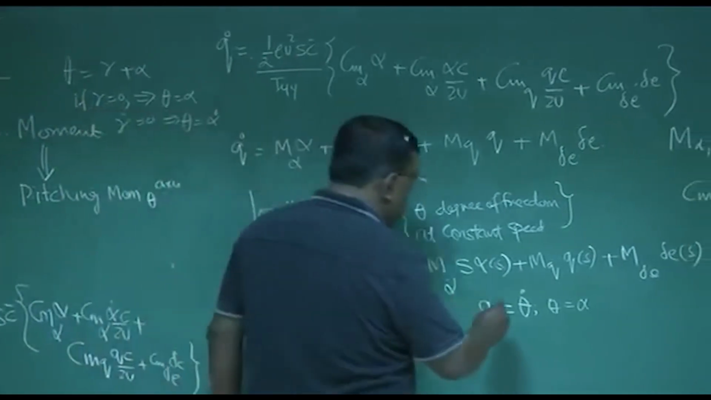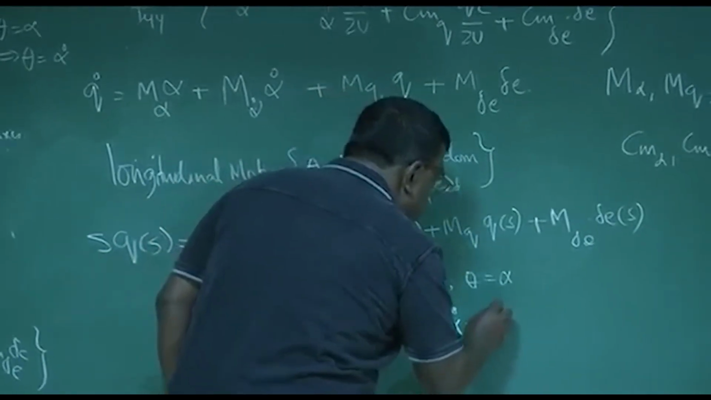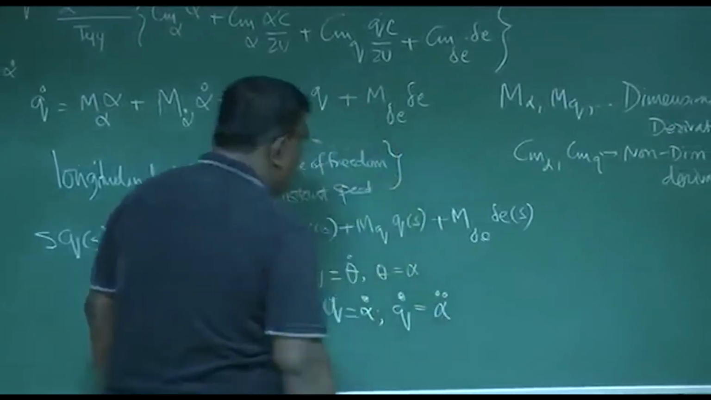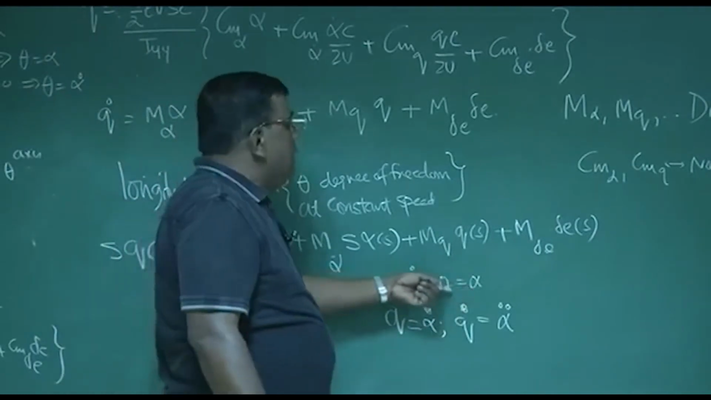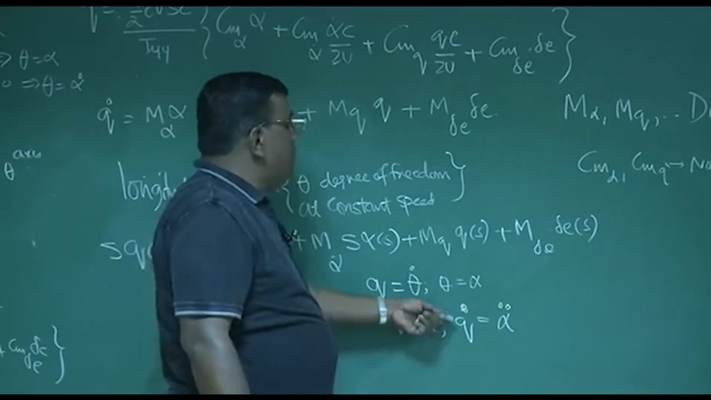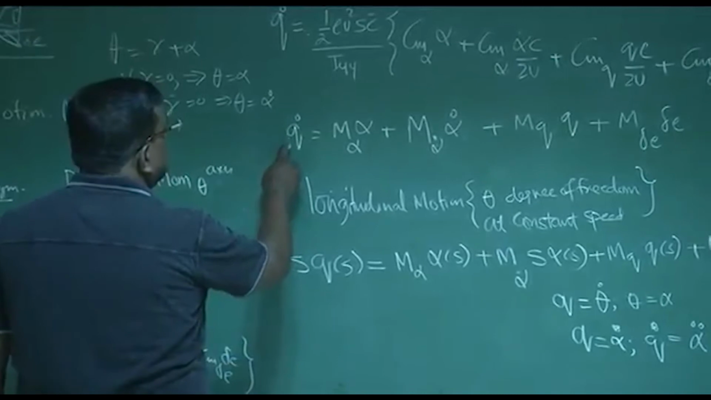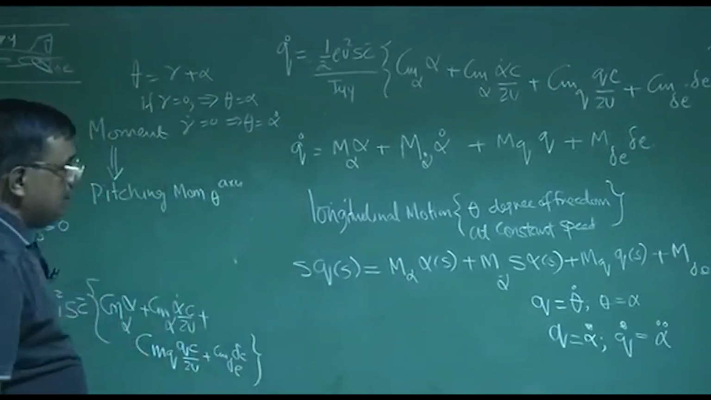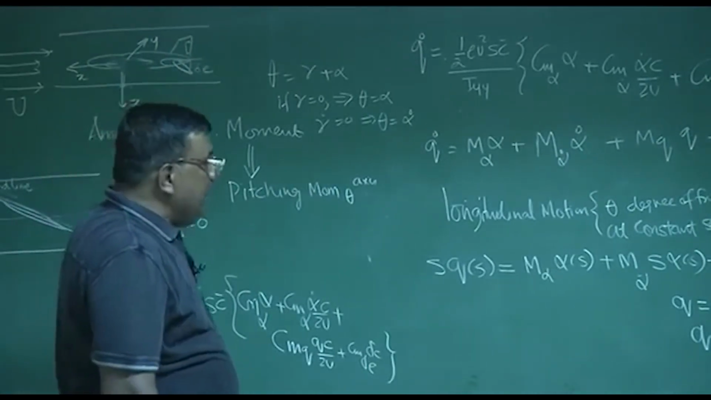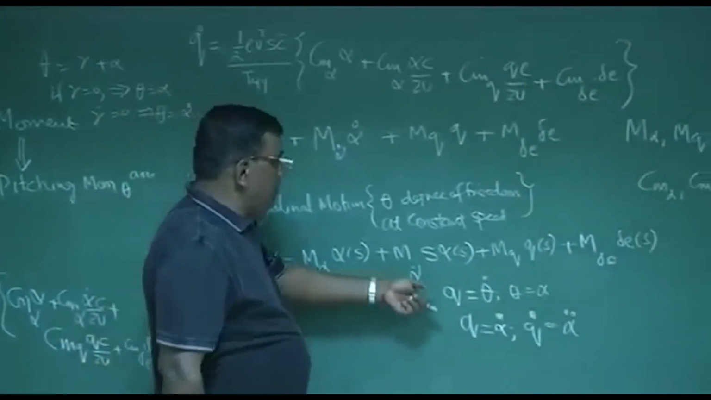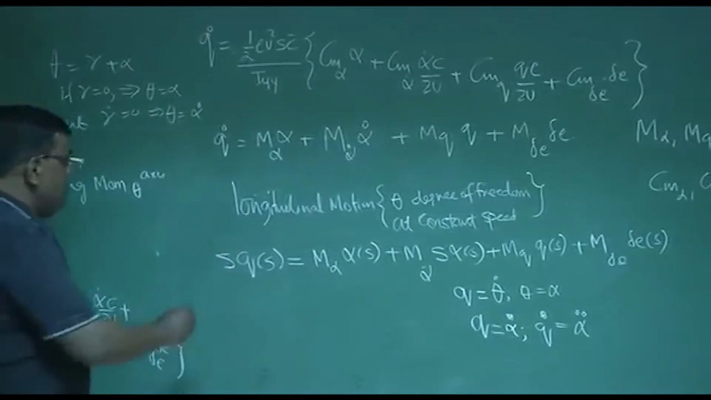So now from this relationship I can write Q is equal to alpha dot and Q dot equal to alpha double dot. I repeat, since theta equal to alpha and Q is theta dot, Q equal to alpha dot and Q dot equal to alpha double dot. Why do you want Q dot? Because you could see Q dot was here. If I substituted alpha double dot, we would have got S square alpha S. Anyway, there are many ways of doing it, but you should be clear about this understanding. Now here, I will write the whole equation in terms of alpha S.